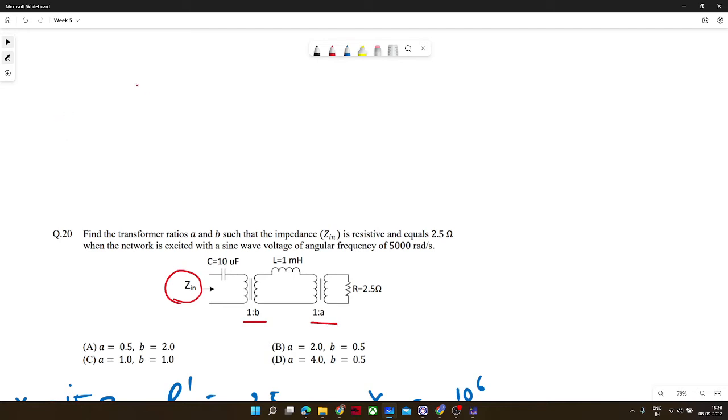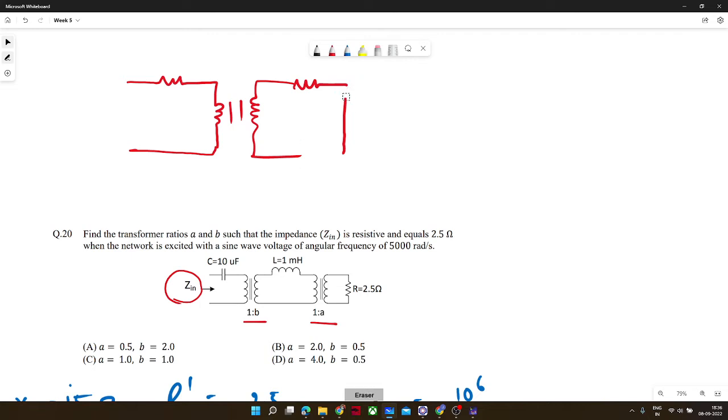So in a transformer, this is how any transformer is generally connected. Let's say this is the circuit and you need to calculate the input impedance. This is R1. This is, let's say, jX1, equal to j omega L1, or L2 because it is secondary, so L2, let's say. Okay, this is the inductance.